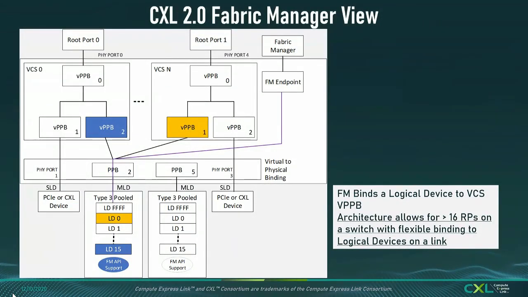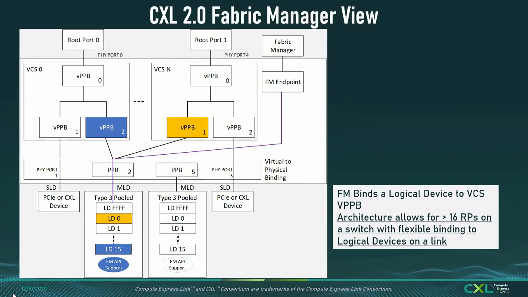This is a fabric manager view of a multi-host system. Here, VCS, again, just to recap, stands for virtual CXL switch. Each root port, there are multiple root ports here, each root port connects to a physical port in the switch, but underneath that you've got a virtual PCI to PCI bridge, just like you would have on a PCI Express switch, which is a PCI to PCI bridge hierarchy. And that one is owned, air quotes, by the respective host.